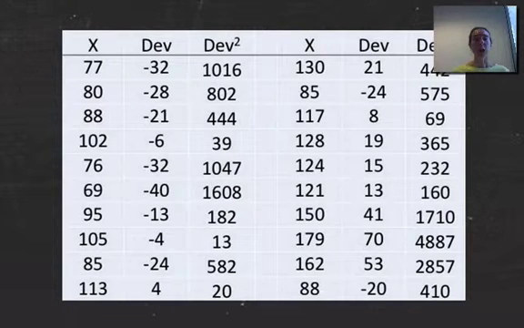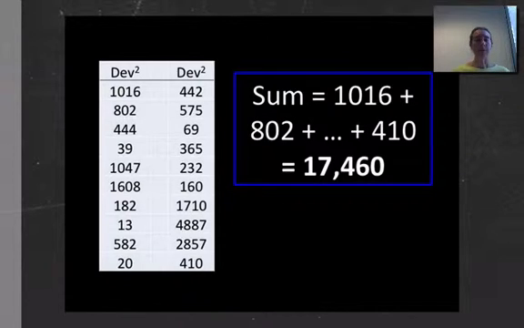Now here's the chart again, and now we have the deviation scores and then squaring that value. Now I'm just abbreviating deviation as dev just for convenience here. Now that I have those deviation scores squared, I can add all of those up. And so I just take 1016 plus 802 plus 444 on through the rest of the numbers. And in this case, we see the summed value is 17,460.